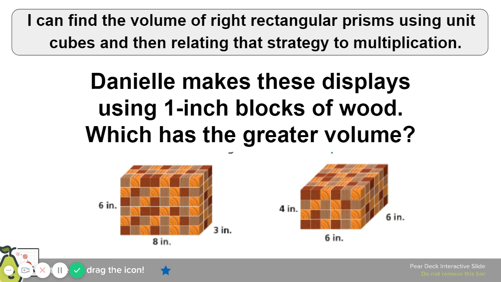This is your turn. Danielle makes these displays using 1-inch blocks of wood. Which has the greater volume? The display on the left, the dimensions are 6 by 8 by 3. The display on the right is 4 by 6 by 6. Which one has the greater volume?